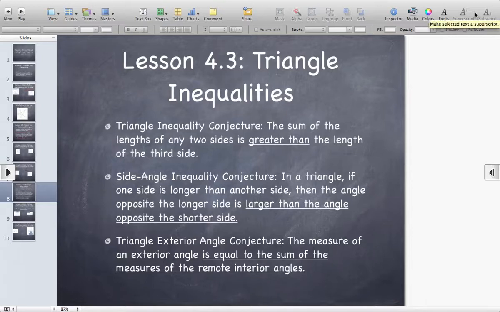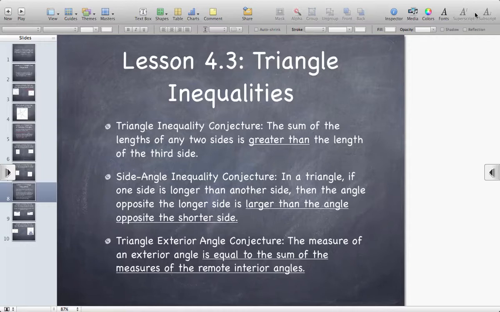Right, so now we're going to continue with our wrap-up of lesson 4.3 on triangle inequalities. So in class today, we had 3 conjectures that we needed to determine from our investigation. The first one was the triangle inequality conjecture, and that says that the sum of the lengths of any 2 sides is greater than the length of the third side.